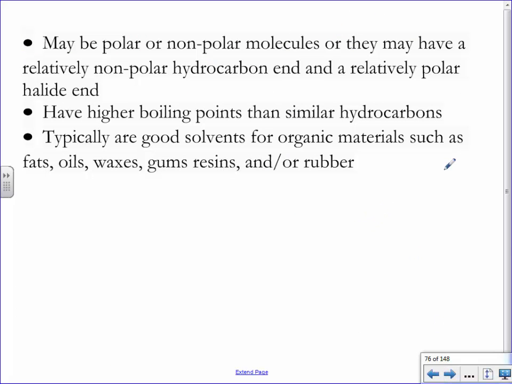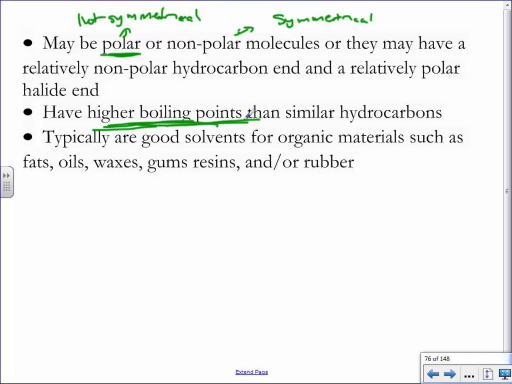Okay, before we name them, let's talk about some of the properties, because I need you guys to know that. These things might be non-polar, but they're more likely to be polar. The reason is that there's going to be an uneven, unsymmetrical part to this. It's possible that they could be symmetrical, but it's more likely that they're not going to be symmetrical. And you'll see it as soon as I draw a few. Because of that, they're going to have higher boiling points than similar hydrocarbons. Let me come back to that once we name some.